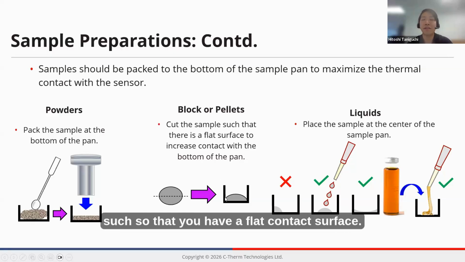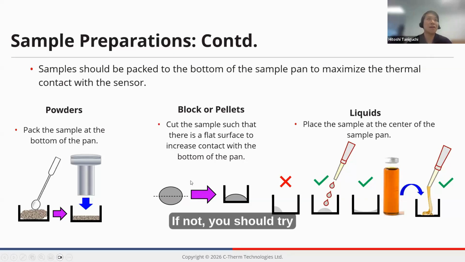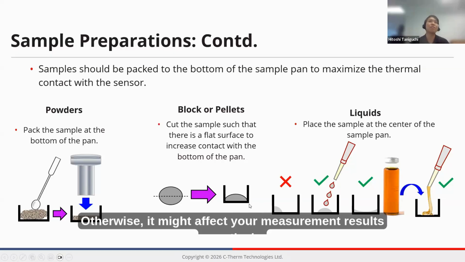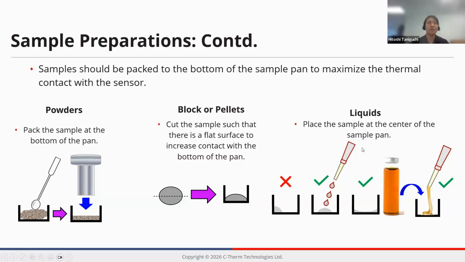If you have blocks or pellet samples, if it's possible, you should cut them in half like such so that you have a flat contact surface. If not, you should try your best to sand them off or cut them in a way that there's a flat contact surface. Otherwise, it might affect your measurement results negatively.